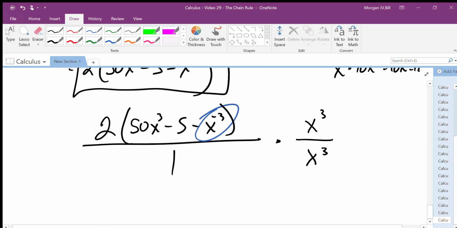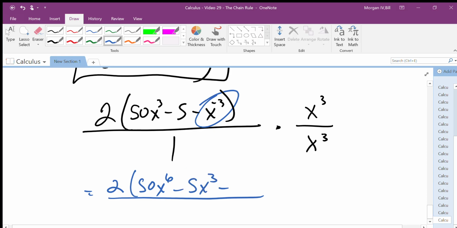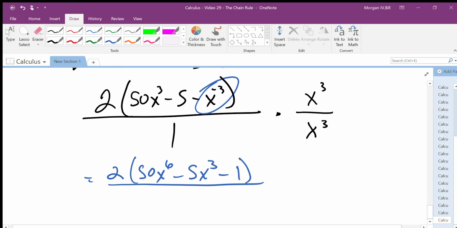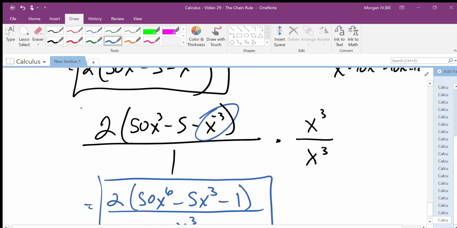So if you go through and distribute, you still have the 2 kind of hanging out here. You get 50x to the 6th minus 5x to the third minus x to the negative third times x to the positive third is x to the 0, which is just 1. And then on the denominator, you just get x to the third. So this is also maybe a little bit better answer, but I would take either one.